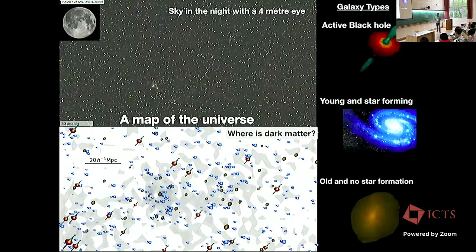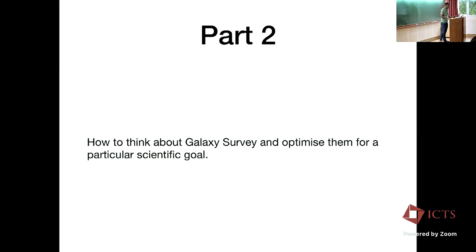So this is where I sort of stopped last time, where I ended up showing a map of galaxies as well as dark matter. So today we are going to try to look at a bit more detail.